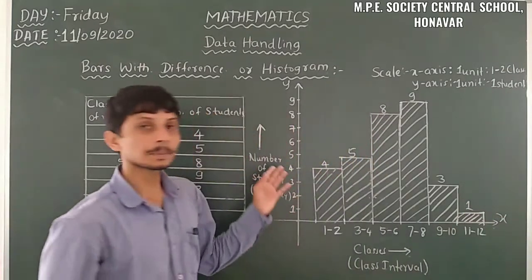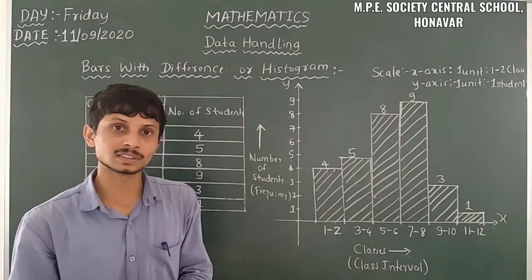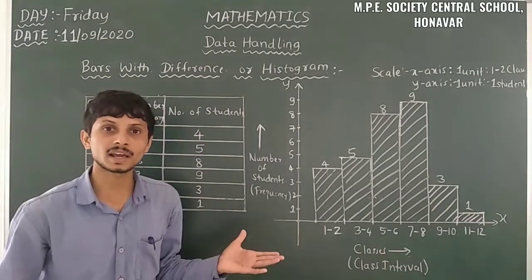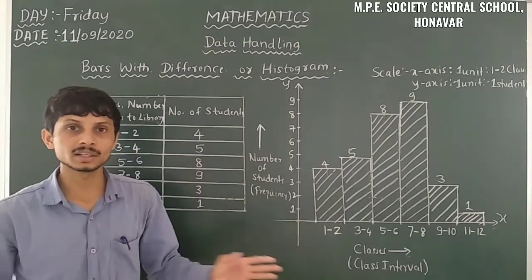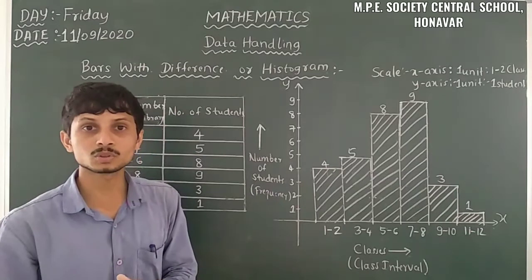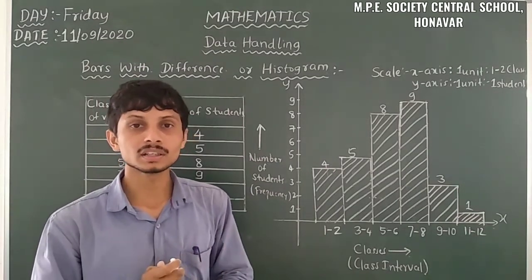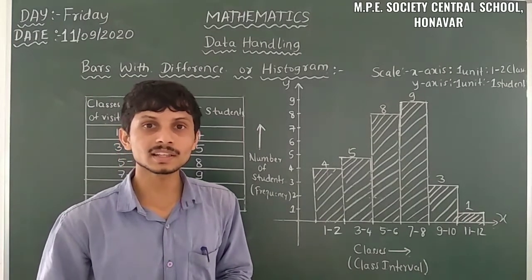So this is the procedure of drawing the histogram, or bars with frequency. Here we have to be aware of what numbers we have on the x coordinate and on the y coordinate. Be aware of those things, and after that we draw the histogram bars with gaps. So let us take another example.